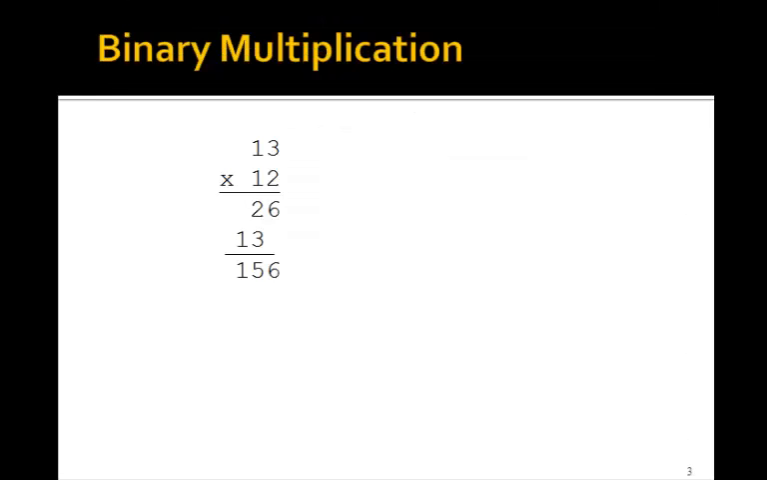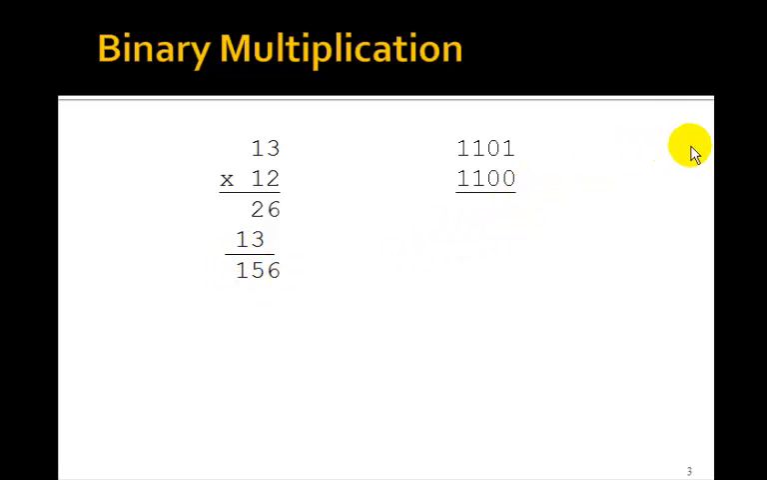Let's use this to try to multiply 13 times 12 in binary. If we did it in decimal, we see that the answer is 156. So 13 is 1101. 12 is 1100. So you do binary multiplication just like you did decimal. You multiply each bit and then you shift the partial products over and add them.